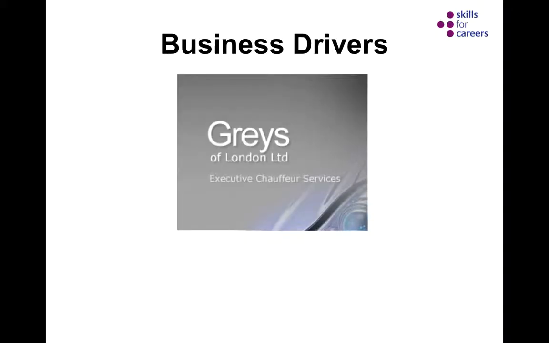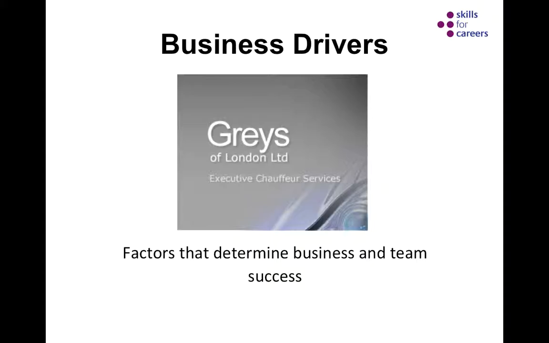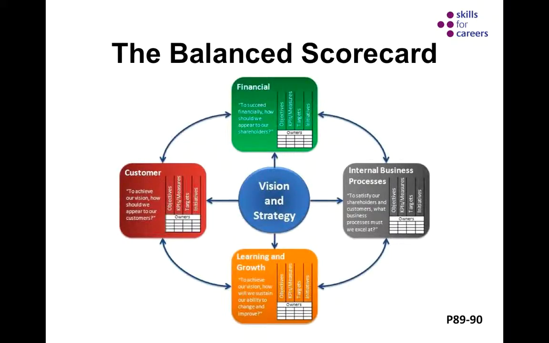Most KPIs relate to what we call business drivers, and business drivers are the key things that determine the success of your business. A very well-known model for this is the balanced scorecard approach. The balanced scorecard approach is where you split these business drivers into different areas such as financial, customer service, internal business processes, and then learning and development, which is related to people. And all these should feed in and link to the vision and strategy of the organisation.